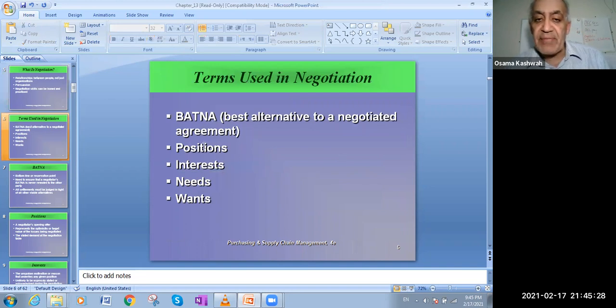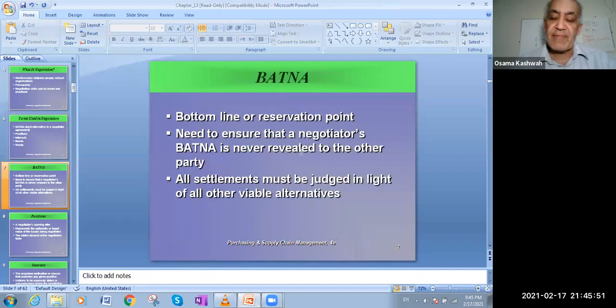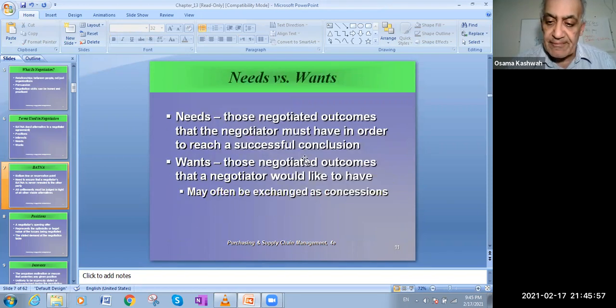BATNA means use of negotiations. Those are B for best, A for alternative, T for to, and N for negotiated, and A for agreement. It's about the positions, interests, needs, and wants. So those are the 4 points which drive the negotiations. And here we go after this into slide number 12.